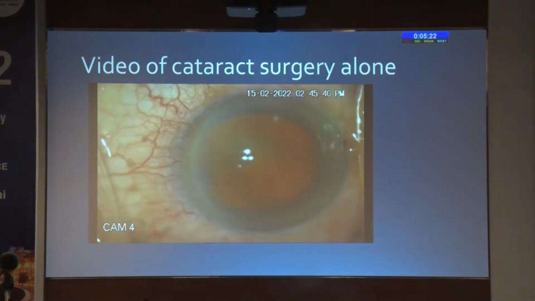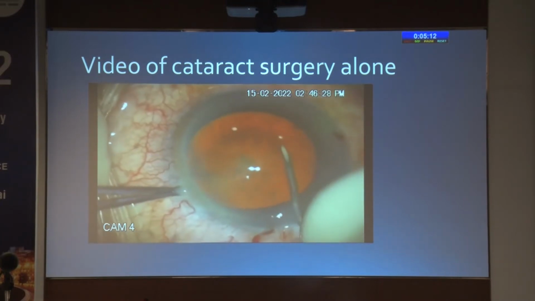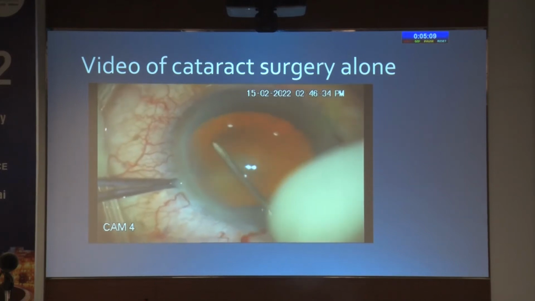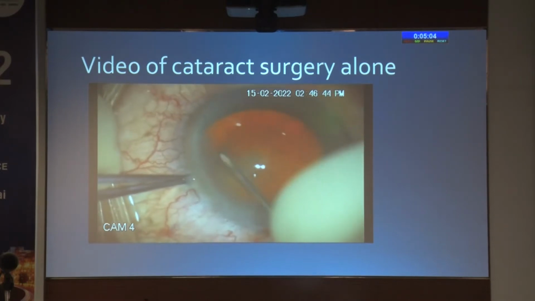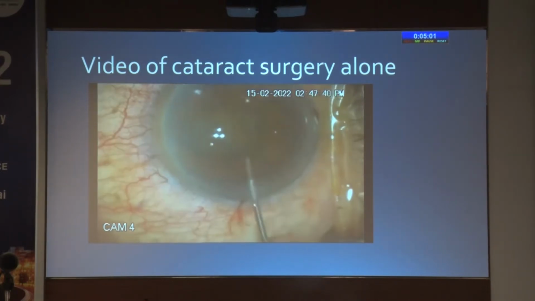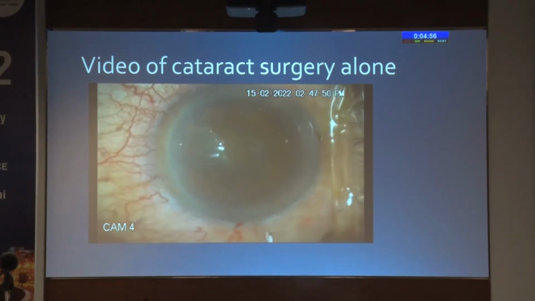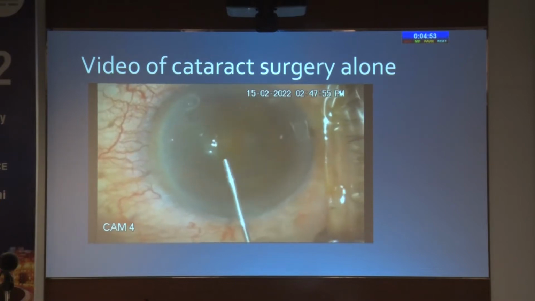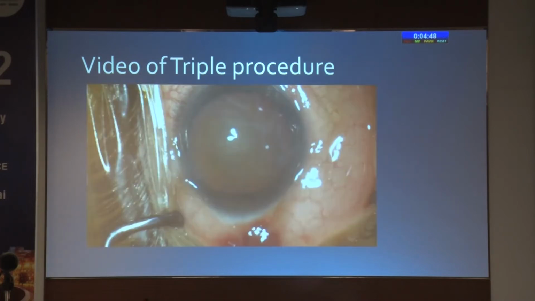Now, this is a video of a patient with early cataract, endothelial cell loss and Fuchs corneal endothelial dystrophy. In this patient, only cataract surgery was done. So certain tips we should keep in mind while doing cataract surgery in such patients: sharp instruments should be minimally used. We should avoid contact of instruments with the corneal endothelium. Anterior chamber should be adequately maintained throughout the procedure.